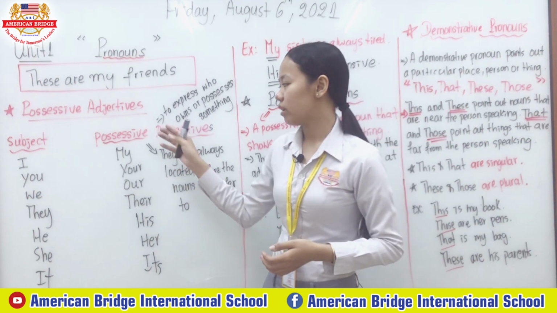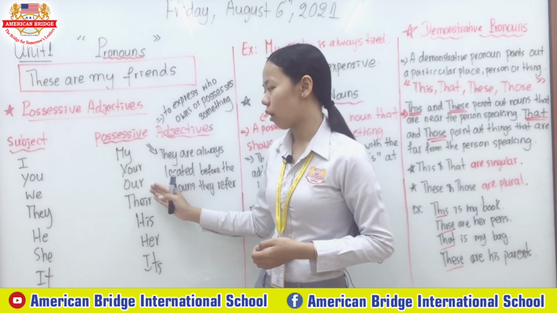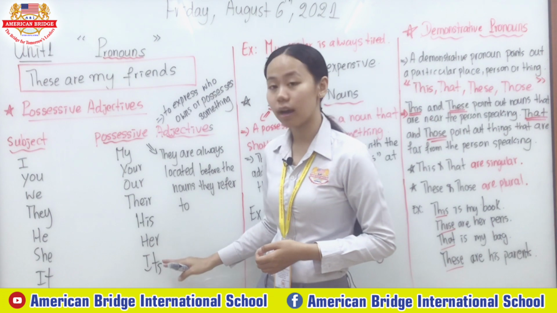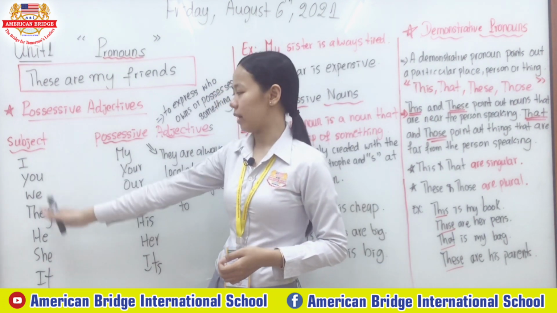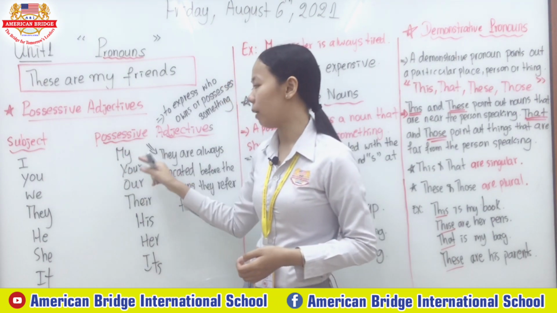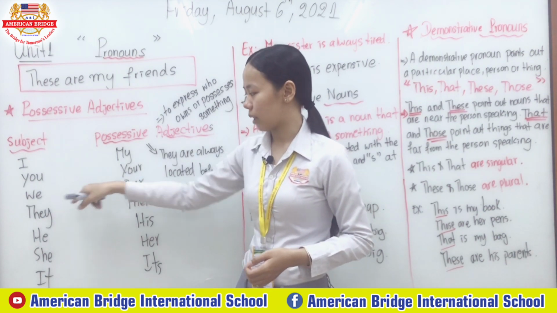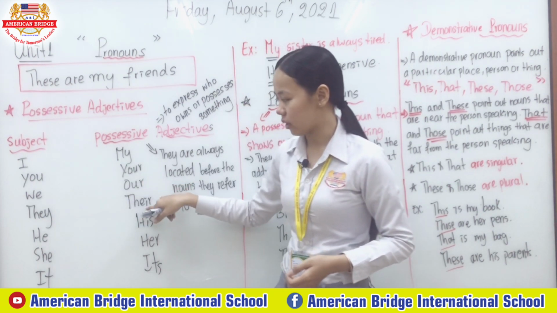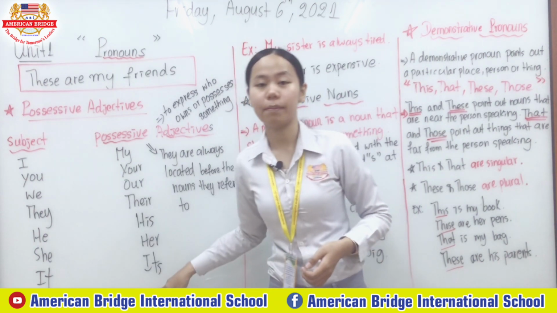And we have the possessive adjectives here: my, your, our, their, his, her, and its. We had subject pronouns before: I, you, we, they, he, she, it. So when we change to possessive adjectives, I becomes my, you becomes your, we becomes our, they becomes their, he becomes his, she becomes her, and it becomes its.